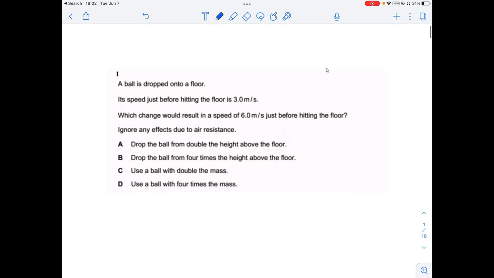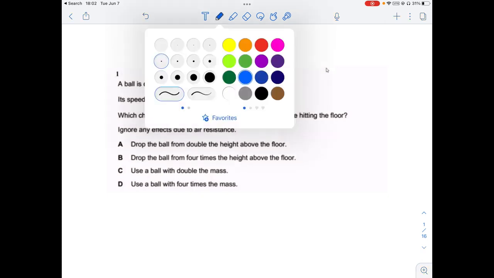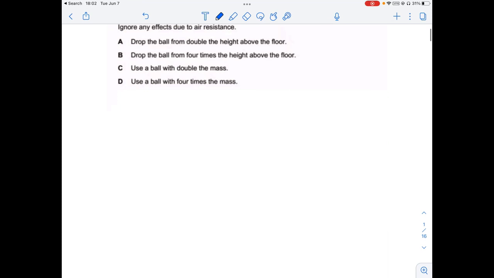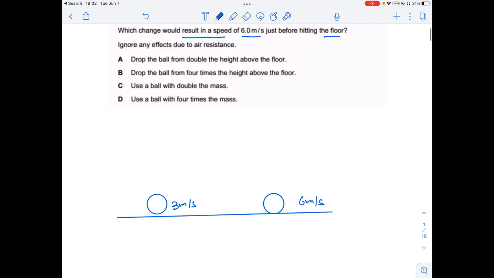So let us start. The first question: a ball is dropped onto a floor. Its speed just before hitting the floor is 3 meters per second. Which change would result in the speed being 6 meters per second just before hitting the floor? So this is the ground. Initially, the ball hits the ground with a speed of 3 meters per second, whereas next time, the ball hits with a speed of 6 meters per second. So in case 1 it is 3 meters per second, and in the second case 6 meters per second. Which change will be there?